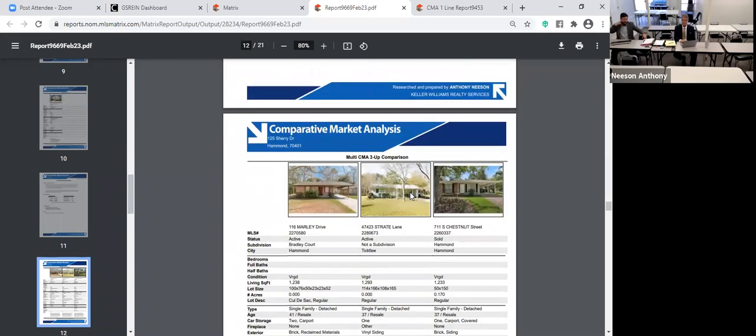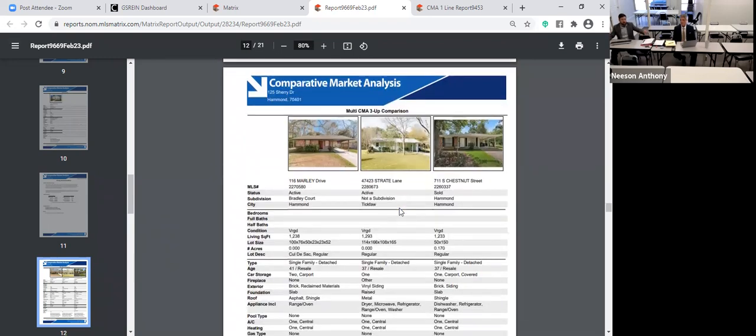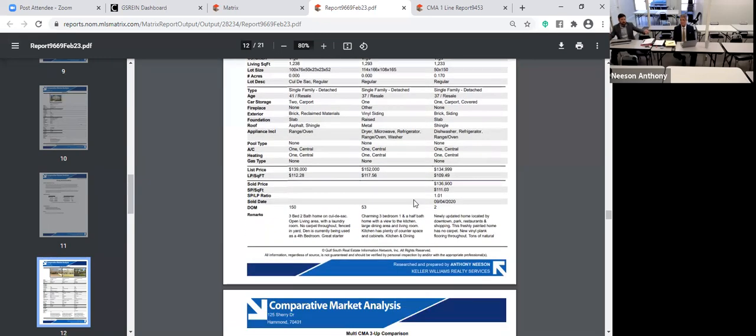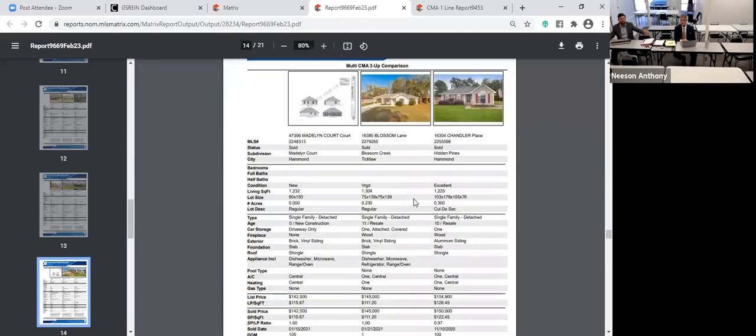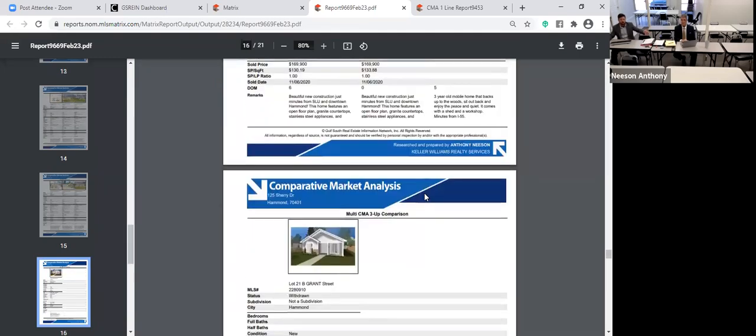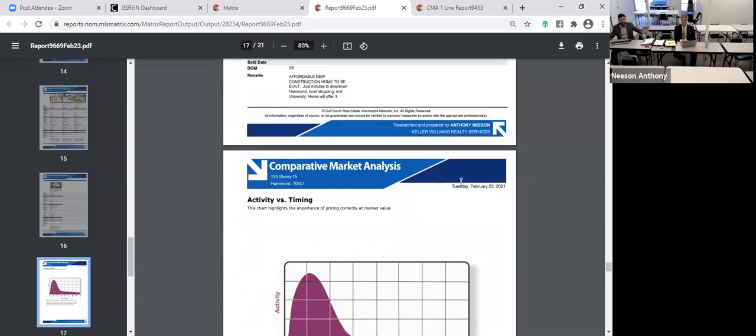Here's the multi-CMA 3-up comparison, right? It's very similar to the other one. It's just a matter of which one do you like better, right? So that's why you wouldn't do both, right? I did both just so you could see, right?